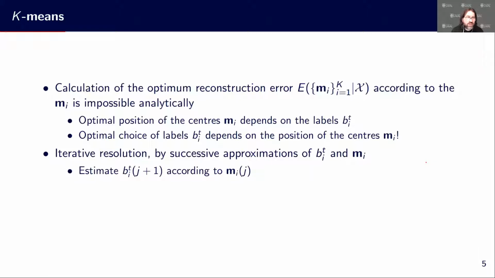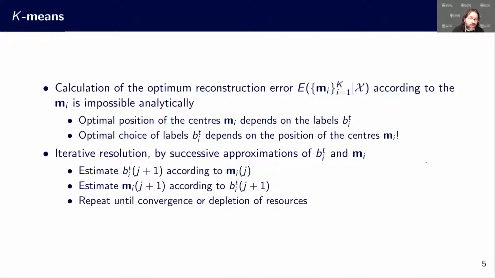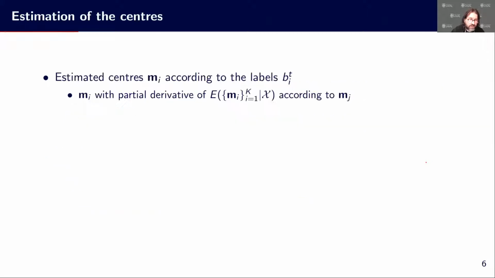So we will make successive approximations of BIT and MI. Over time, the algorithm sets BIT at the next step from the current MI, and then we estimate MI from the new BIT. We will repeat this many times until we converge to some kind of solution, and often it converges to the right solution. So we will make a good partitioning, a good clustering of the data, and set up the MI properly such that the BIT will be fine, and the overall reconstruction loss will be minimized. And this is repeated until convergence, when we see that we reach a stable state or depletion of resources.